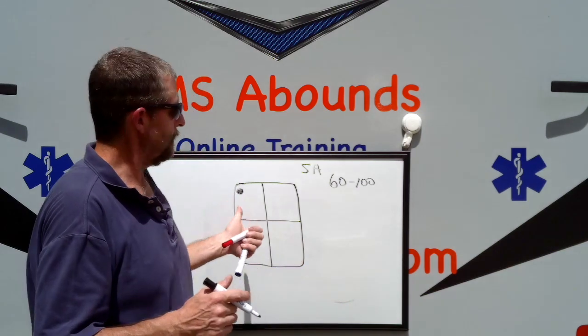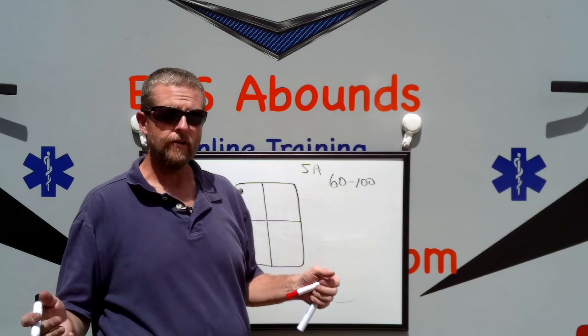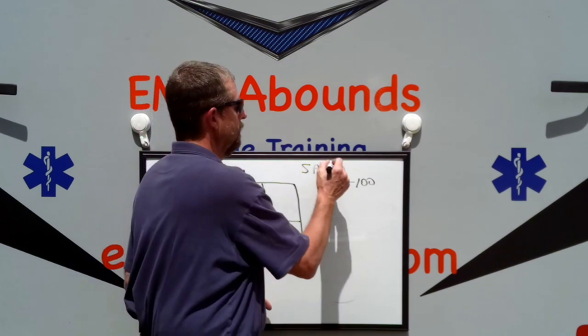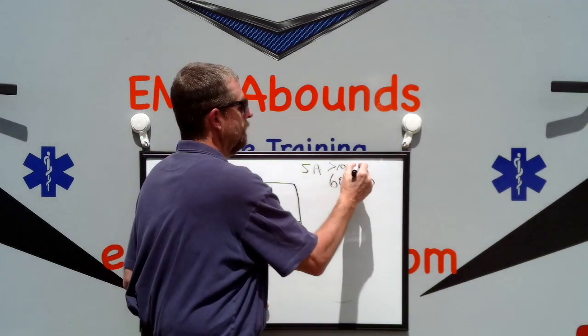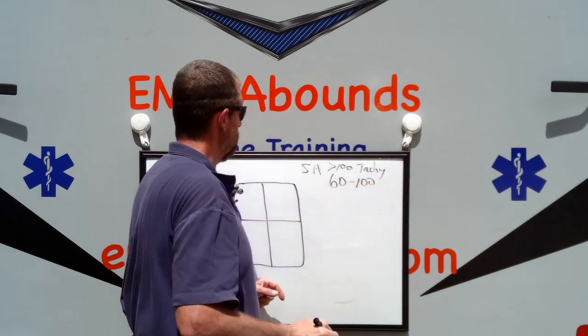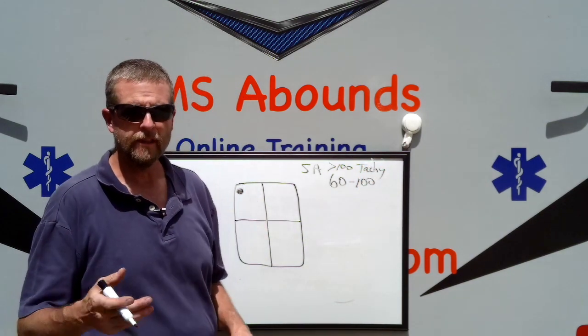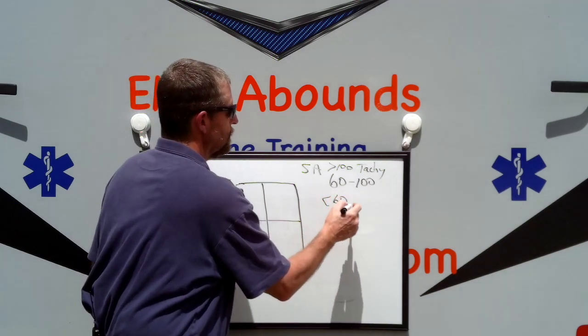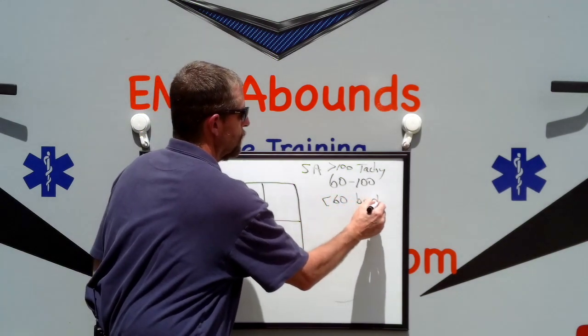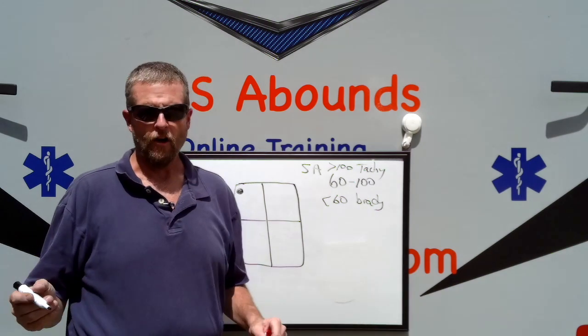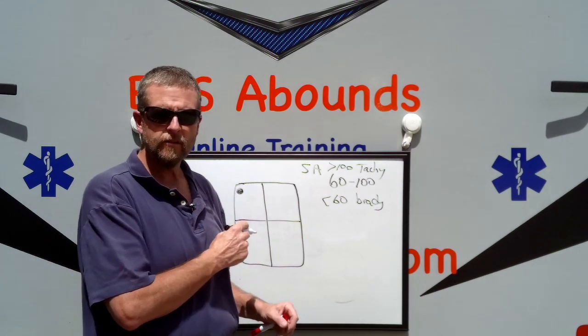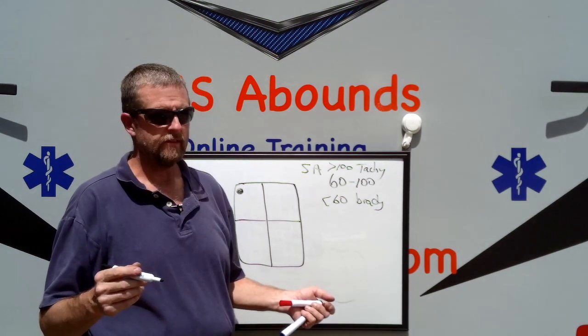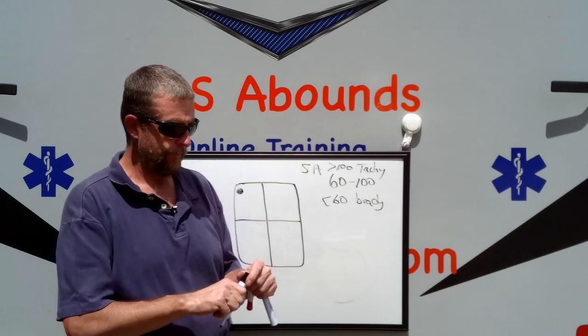If it's coming from the SA node and it's over 100, tachycardia. Right? So greater than 100 is tachy. So is it coming from the sinus node and it's 120? That's a sinus tachycardia. Less than 60, it's bradycardia. So if it's coming from the sinus node, it's less than 60, it's a sinus bradycardia.